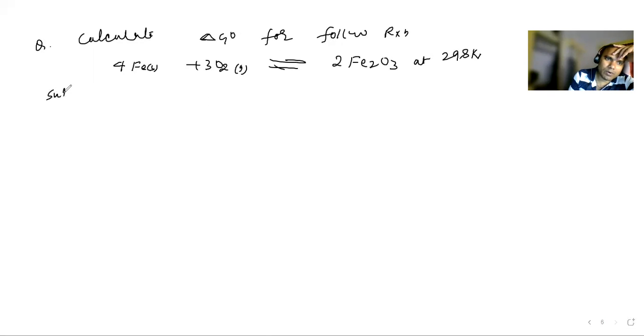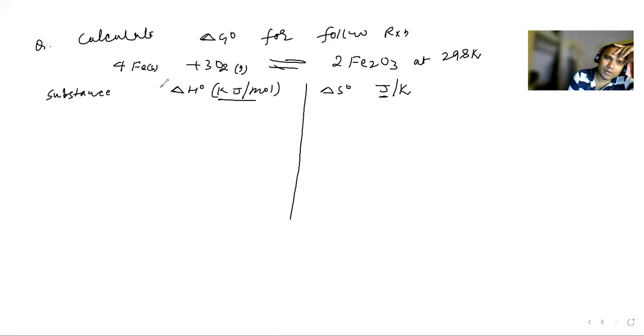Here they are talking about the data they have given: the substance, and delta H naught, but it is in kilojoule per mole. And delta S naught is also given, but it is in joule per Kelvin. So both are different. While solving the problem, you need to convert either kilojoule to joule or joule to kilojoule. Keep that in mind.